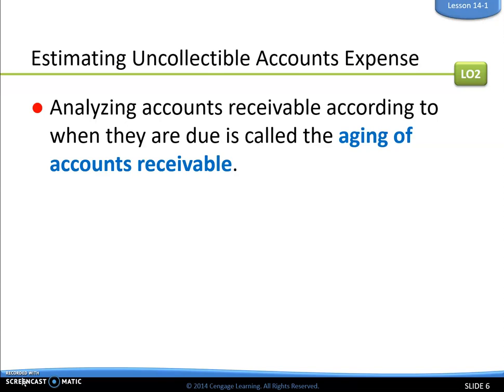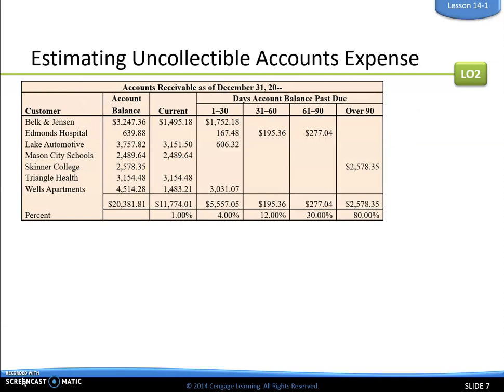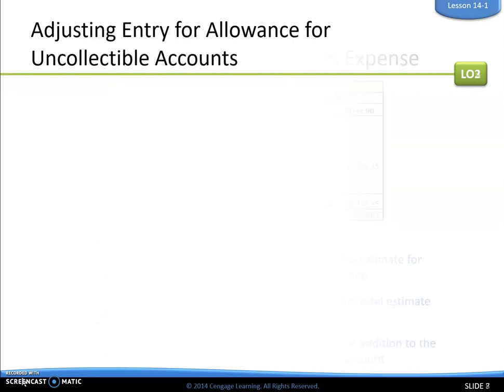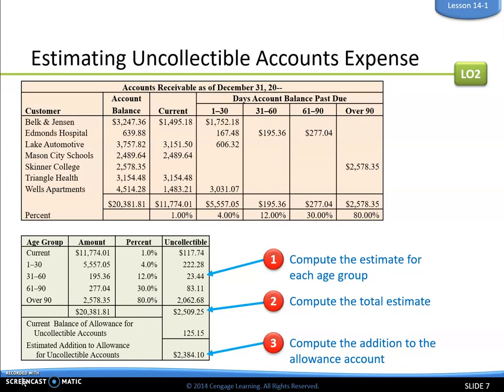Aging of accounts receivable is analyzing our accounts receivable according to when they are due, and I'll show you more of that in a little bit here. Okay, so this is our table to help us look at our aging of accounts receivable. Okay, so up here at the top, we're going to look at this table first.